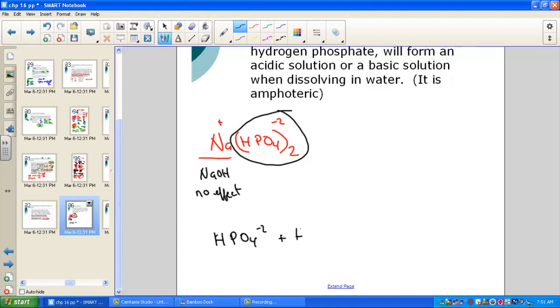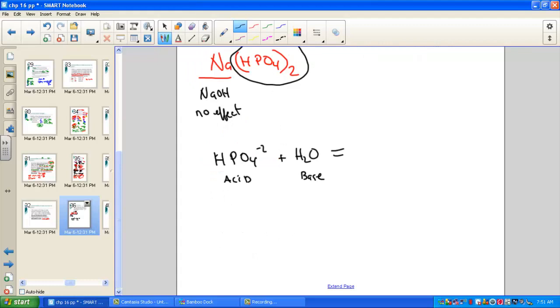If HPO4 -2 undergoes hydrolysis, and let's just call it an acid first, just to get the chemistry set up. Acids, of course, donate protons. Its conjugate base would form, and it would be PO4 -3, and it would form the hydronium ion, the conjugate acid of water. This would have a Ka expression, wouldn't it? The Ka expression, because the Ka here is producing an acid. Now, where would I find that on Appendix D?